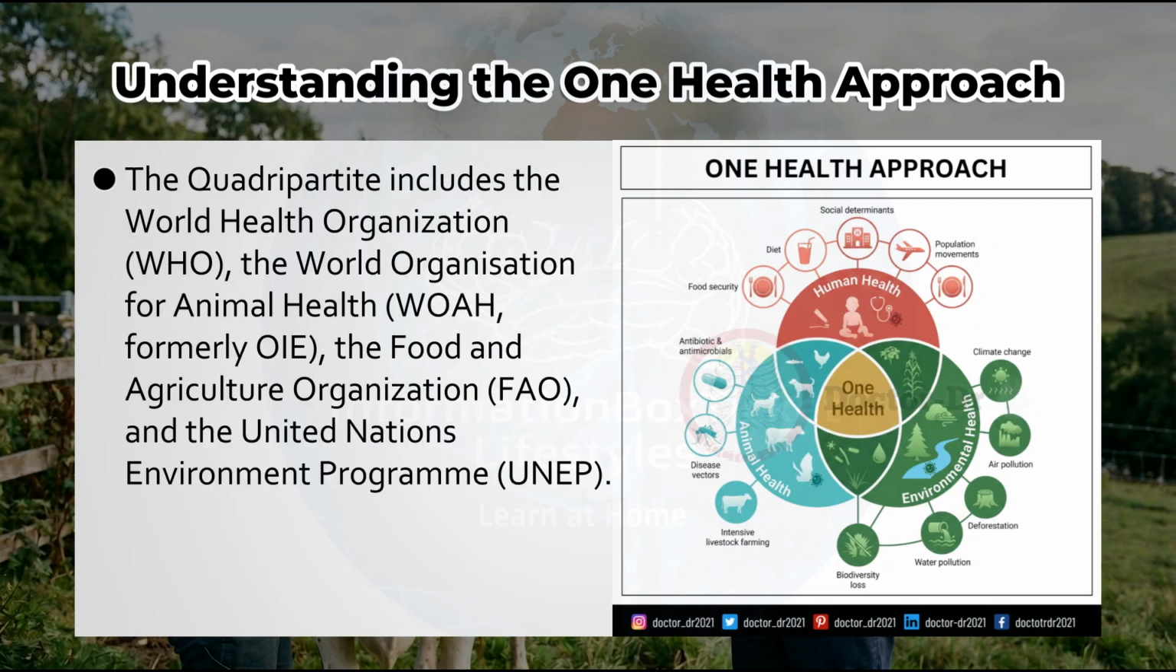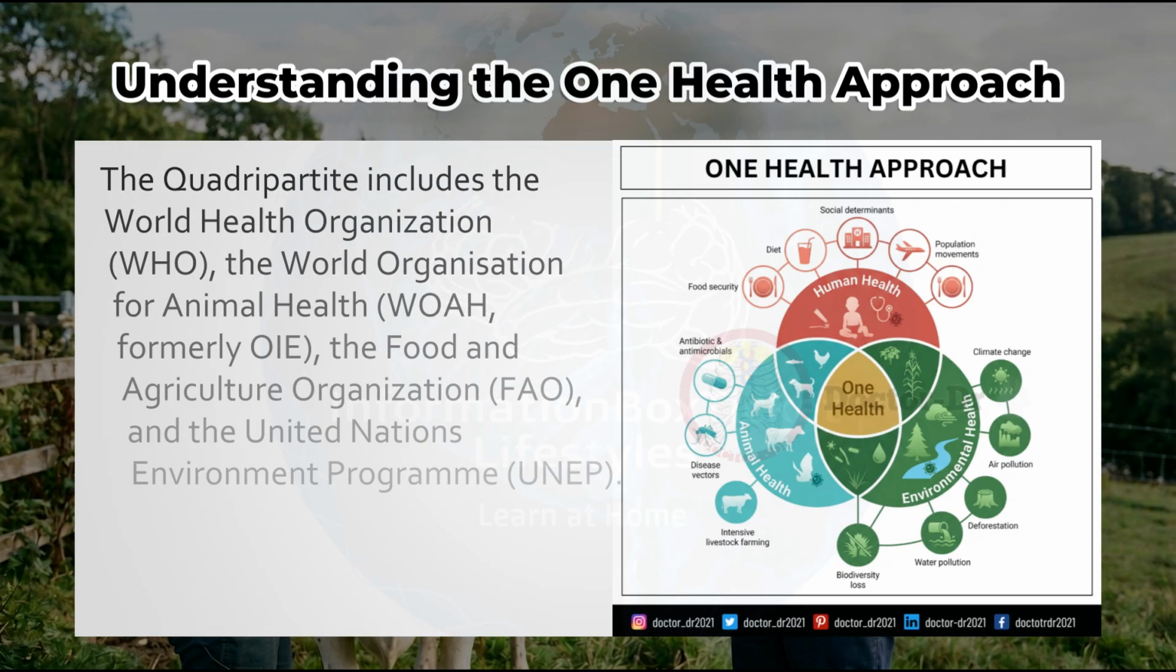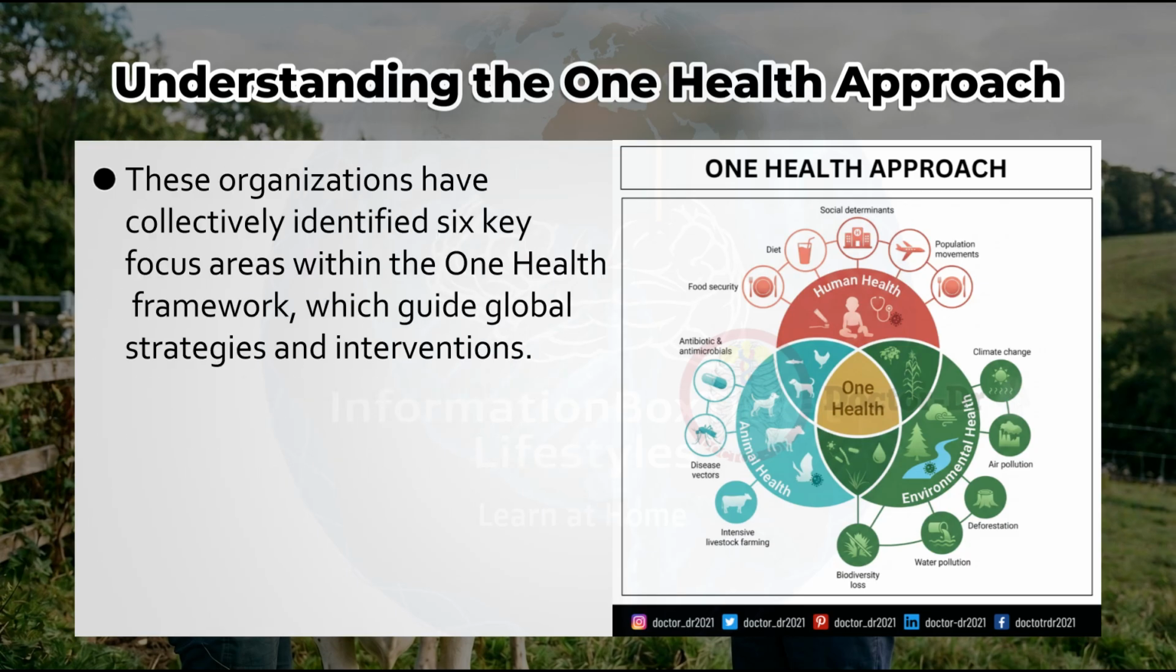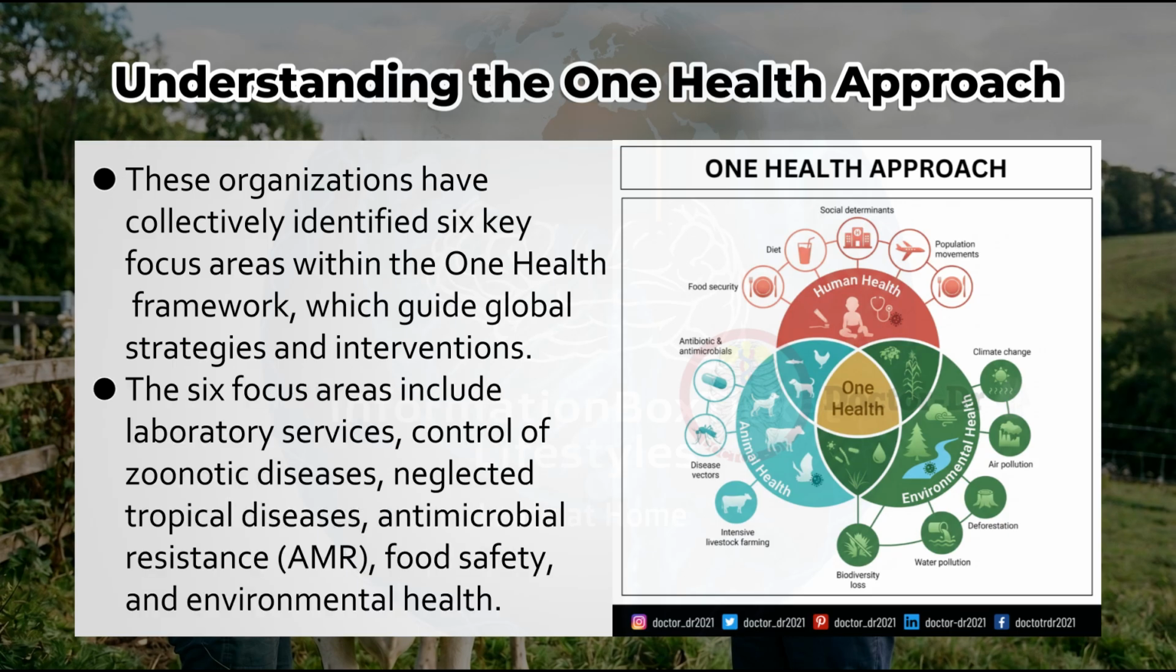The quadripartite includes the World Health Organization, WHO, the World Organization for Animal Health, WOAH, formerly OIE, the Food and Agriculture Organization, FAO, and the United Nations Environment Programme, UNEP. These organizations have collectively identified 6 key focus areas within the One Health framework, which guide global strategies and interventions. The 6 focus areas include laboratory services, control of zoonotic diseases, neglected tropical diseases, antimicrobial resistance, AMR, food safety, and environmental health.